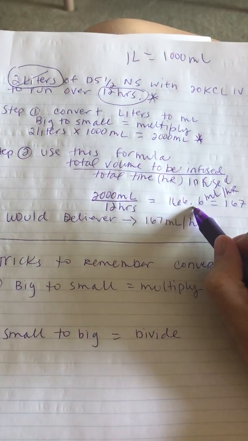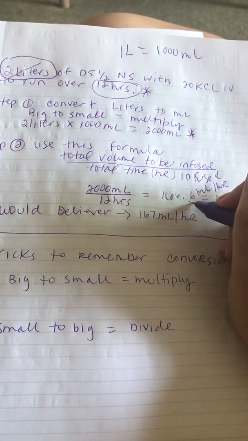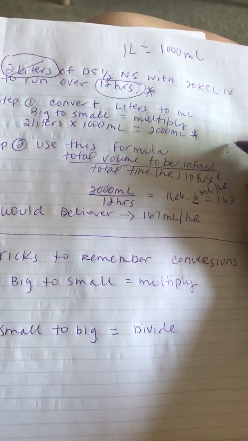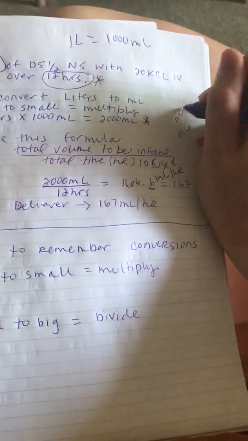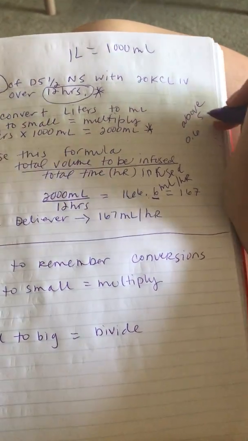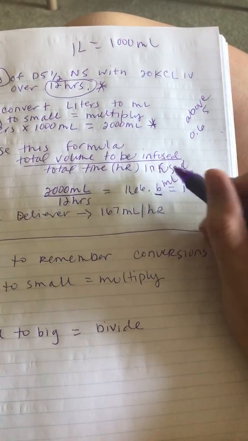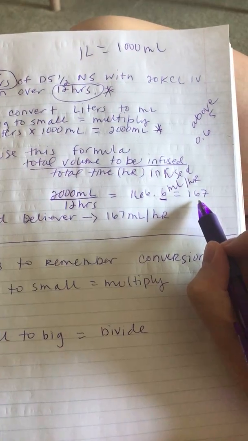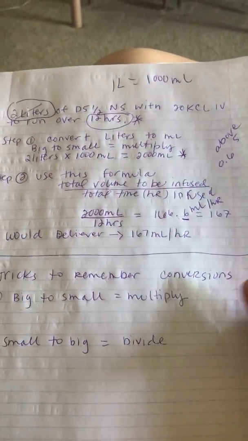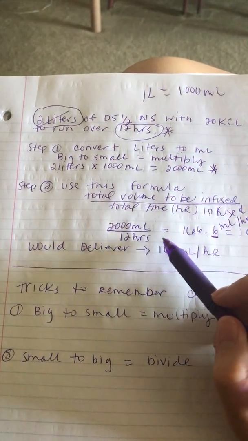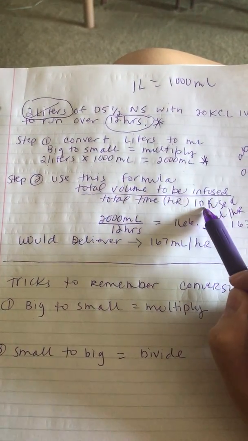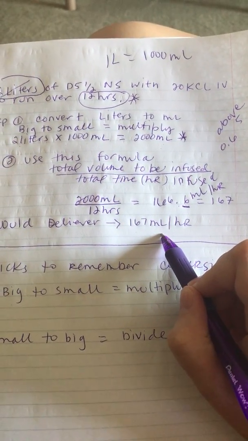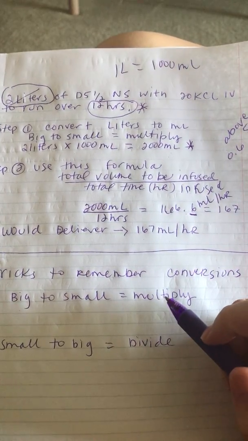We're going to use the rounding rule, and we're going to look at this number on this side of the decimal point, and we're going to say, okay, well, that's 0.6, which is above 5, so we're going to round it up. So we're going to have 167. So now we know that the volume to be infused per hour is 167 milliliters per hour. Okay?